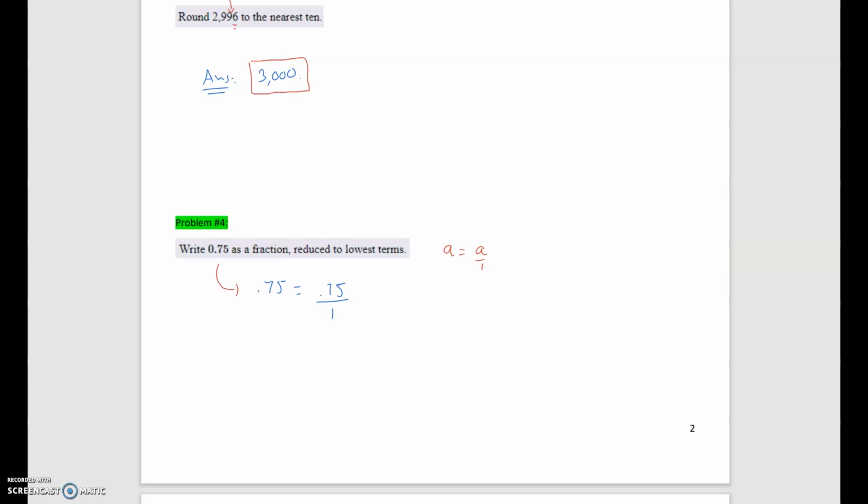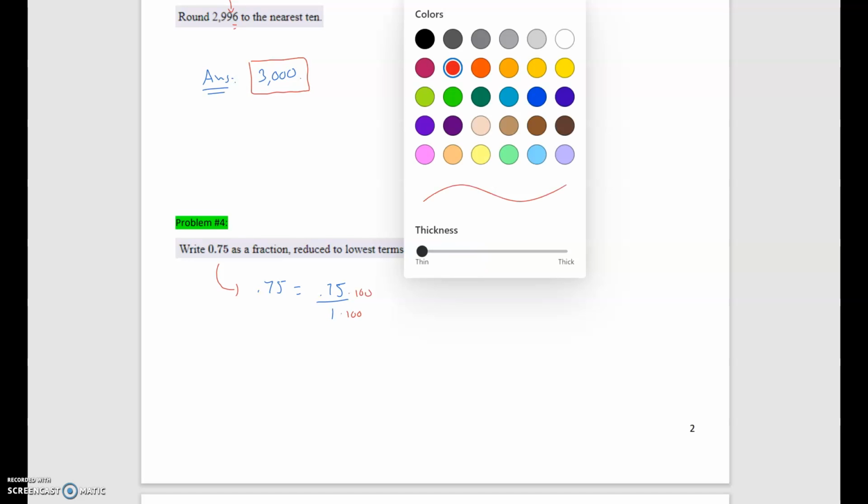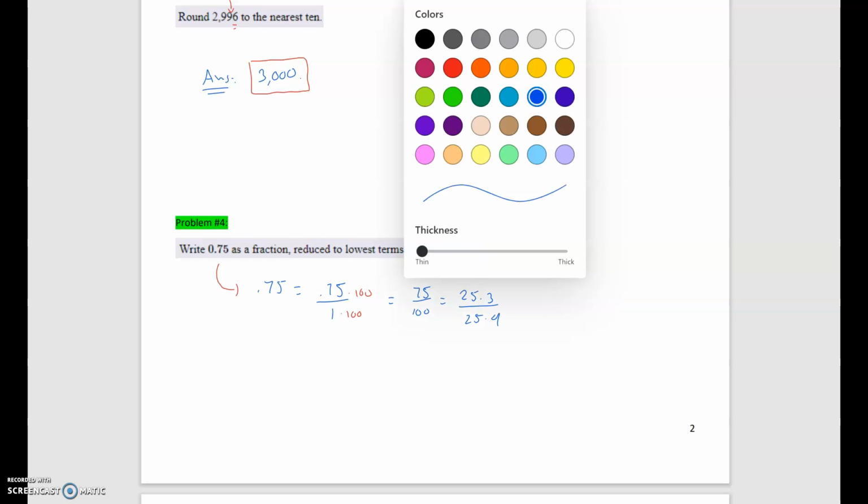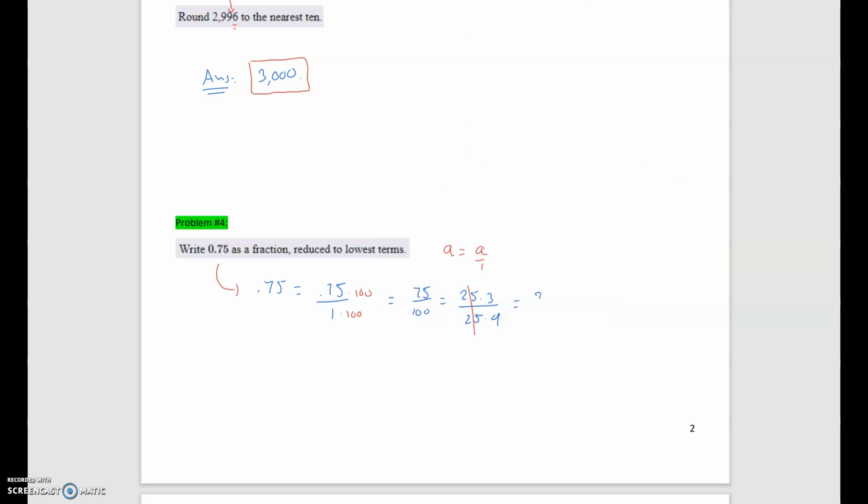Now, the next step is going to be to express that fraction with no decimals. Because you have 0.75, you're going to multiply by powers of 10. That is going to cancel the decimal. So we're going to multiply top and bottom times 100, which is going to give us 75 over 100. And this can now be reduced, so we can express it as 25 times 3 over 25 times 4. And the fraction in reduced form happens to be 3/4.